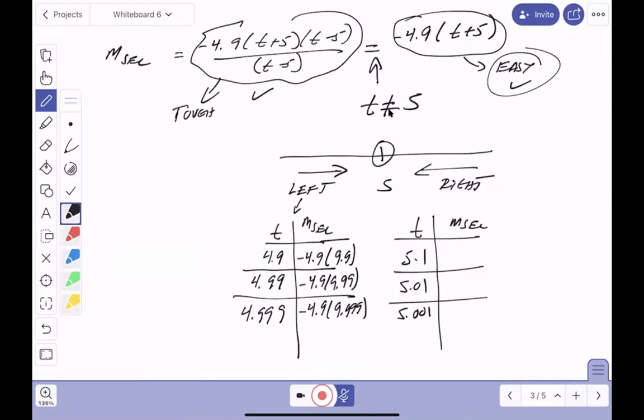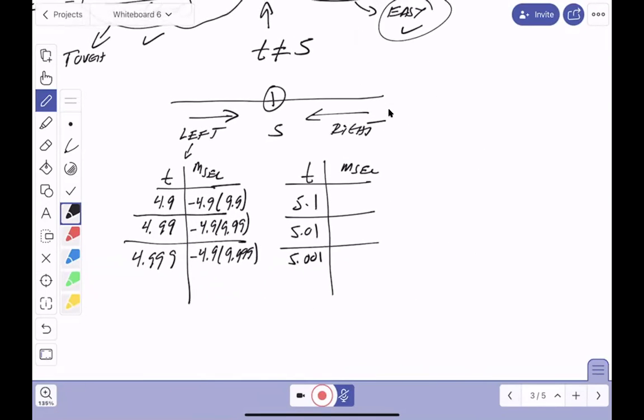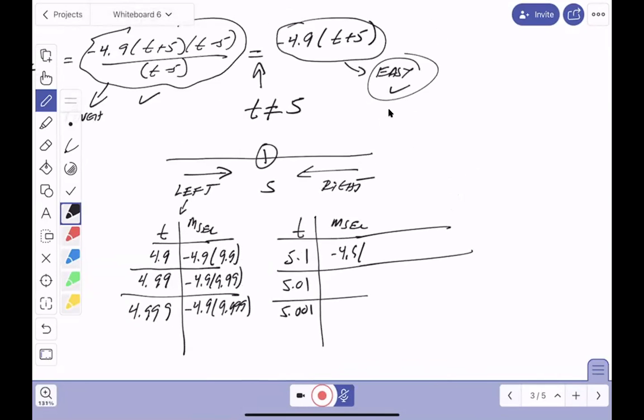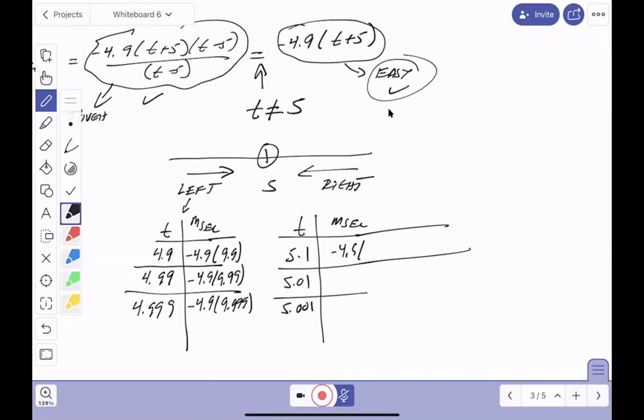I didn't do the computation yet. I'm just writing them down. This is going to be minus 4.9. Now let's see, that would be 10.1, right? Minus 4.9, 10.01, minus 4.9, 10.001. Well, you know what? I'm not going to do those computations. I'm just going to say where they're going. Where's this going? It's going towards 5 from the left.